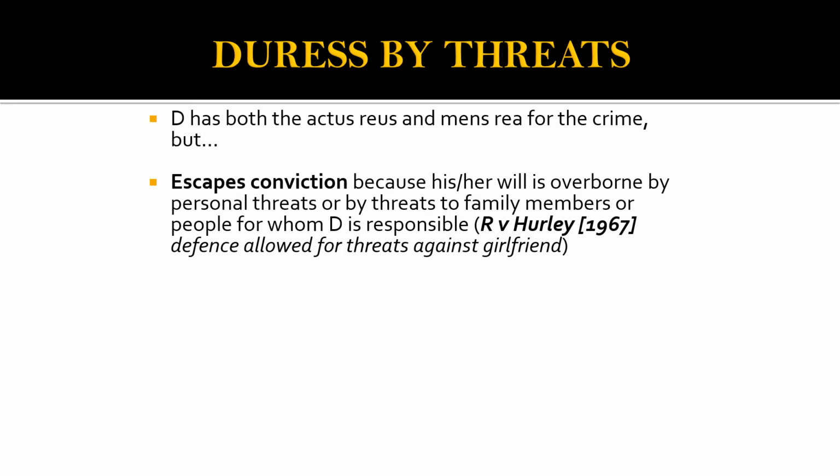So the threats have to have been made against either the defendant, a member of their family, or by an identifiable person, somebody who they are responsible for. Like in the case of Hurley, the defendant was allowed the defence when threats were made against his girlfriend. So somebody who there would be that close relationship and that element of responsibility.